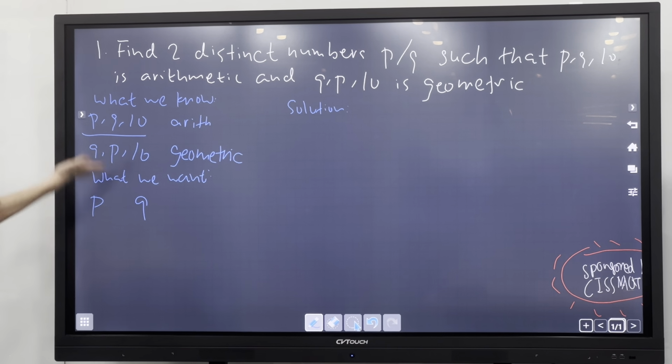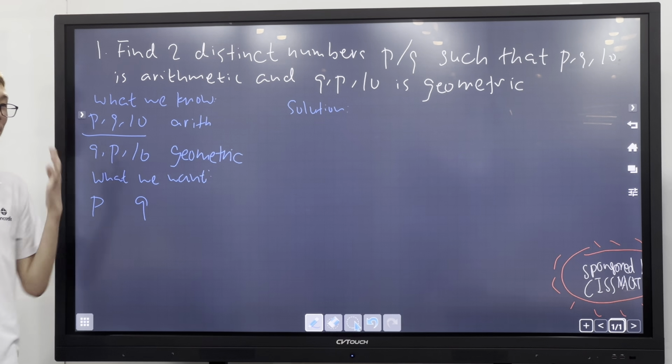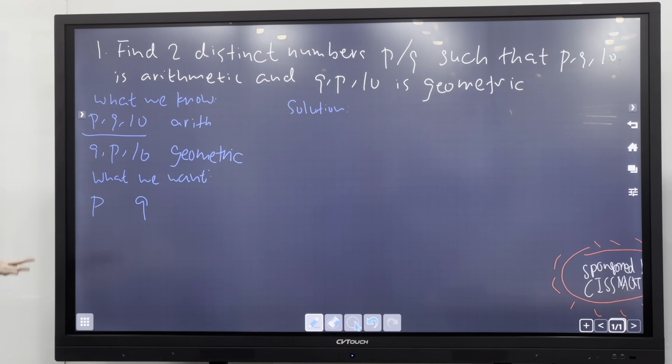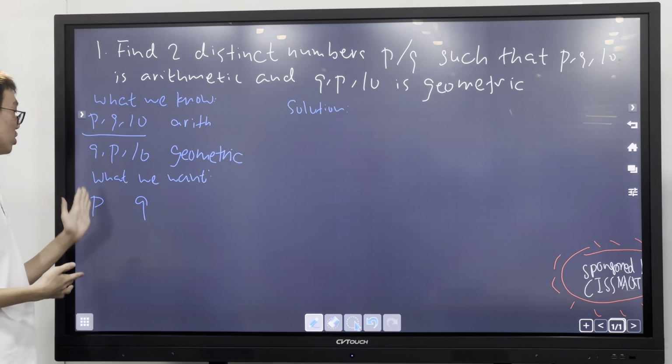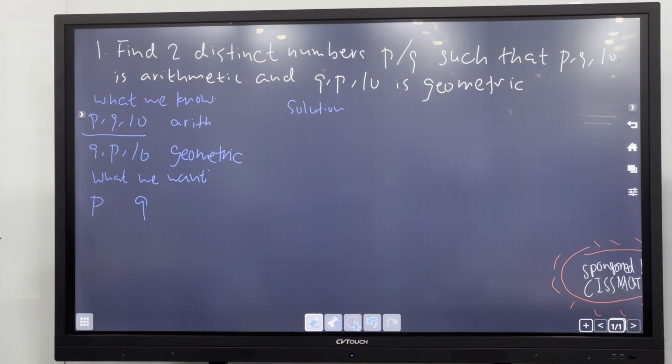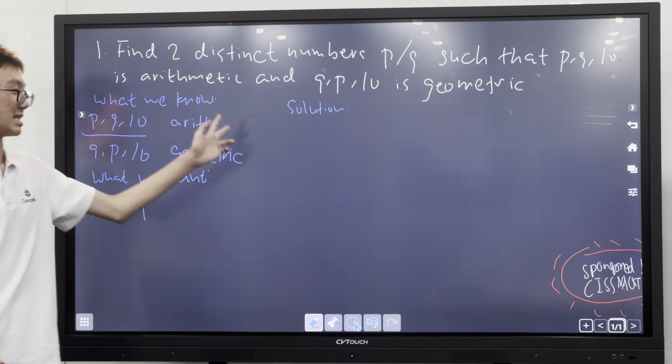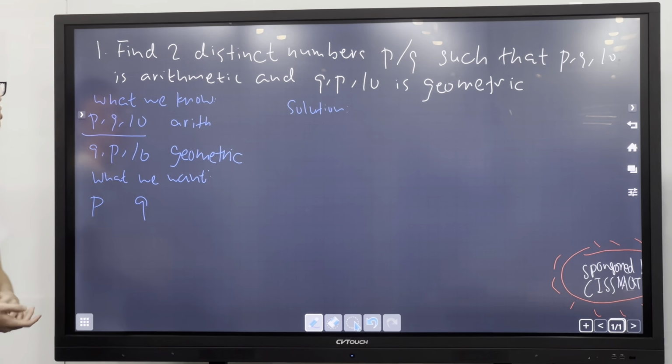Looking at this, something that should get your attention is that you know two things, but you want to find two variables. So you could think about setting up equations with two variables and two unknowns. That is exactly what we will do in our solution.